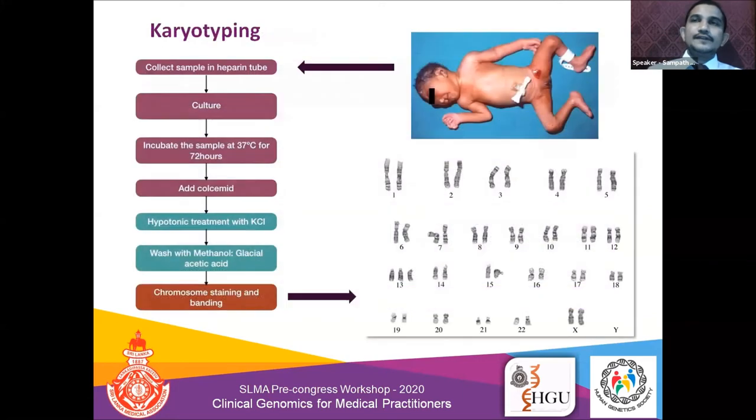So moving on to the first method, karyotyping, the ground-rooted method in cytogenetic analysis, where we culture the cells and observe the metaphase chromosomes, look at their banding patterns and try to analyze the structural as well as the numerical abnormalities in the chromosomes.